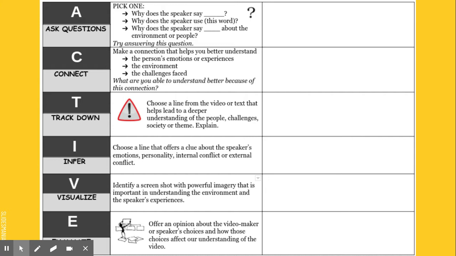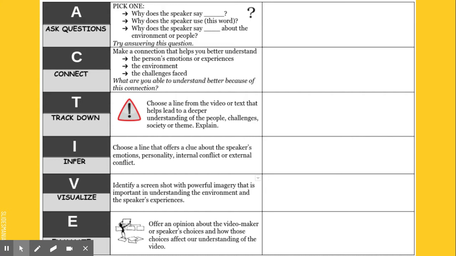So you might have to go back and listen and then pick a key line and write it down that you think is important. So of the whole video, what's one of the lines that are the most important for us to understand the video maker's message about the people and the challenges in the society he's describing? I infer, this is a tricky one, but it's important.